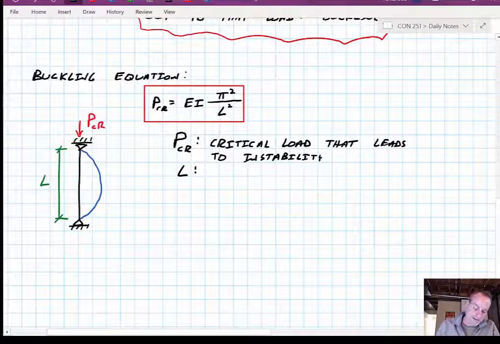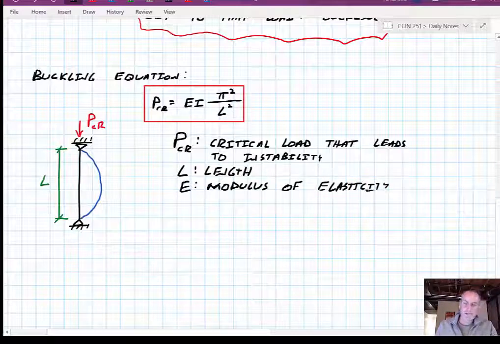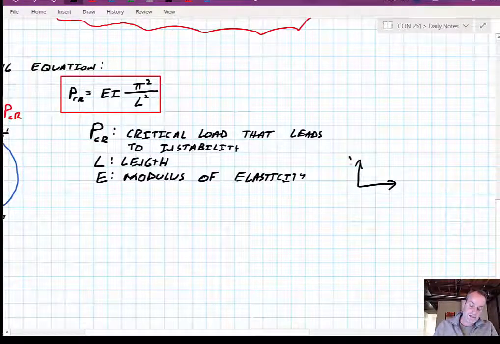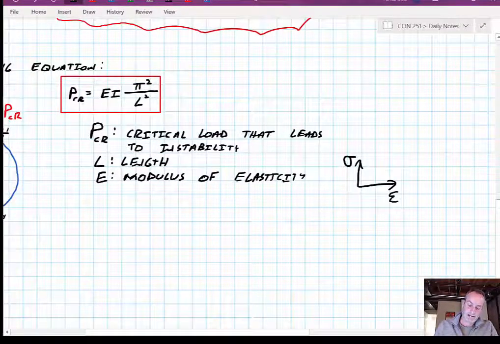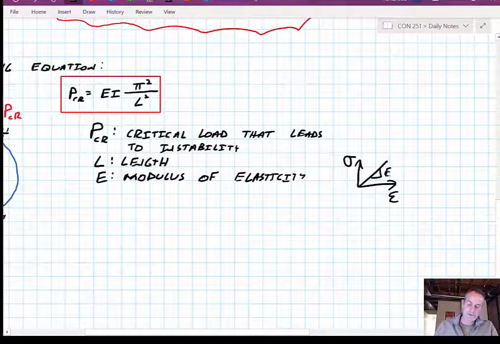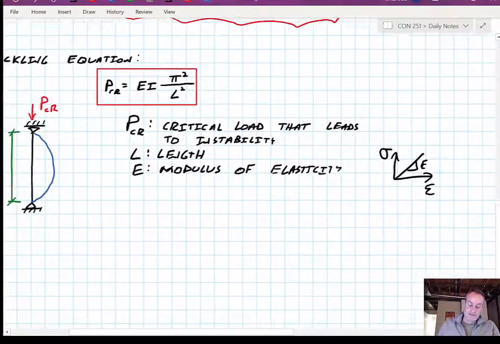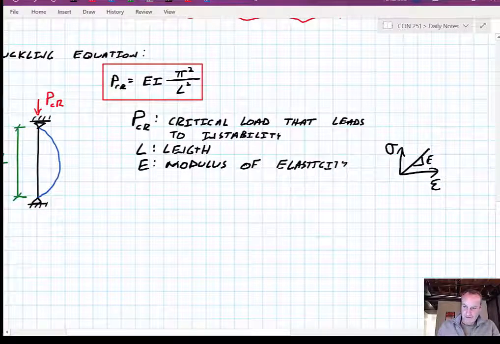L is the length of our column. E is our modulus of elasticity. So remember, that's just a material property we can look up in a table. It's based on its stiffness, which we said, if we were to look at a stress-strain diagram, was the slope of the curve. But we're using it a lot in this class, so it's good to know what the modulus of elasticity actually means.